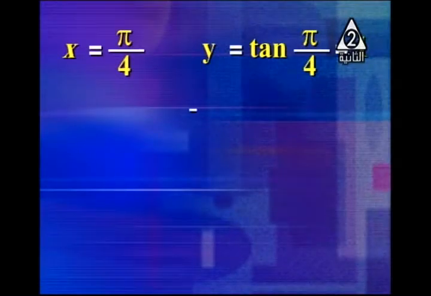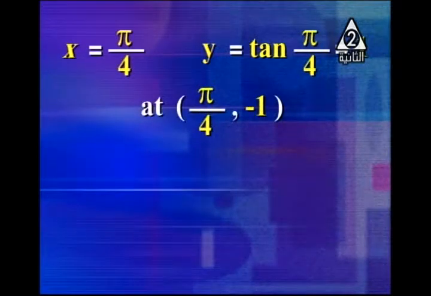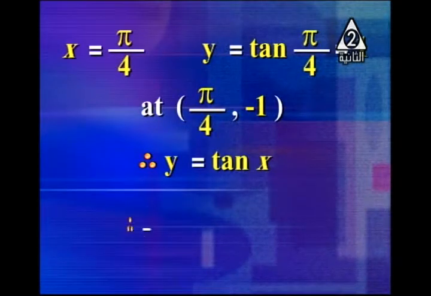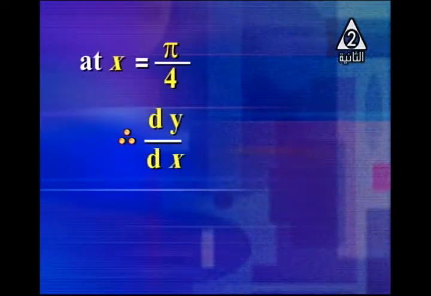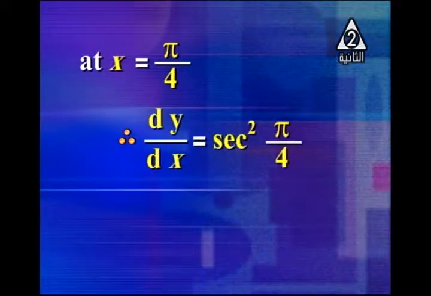When x equals pi over 4, tan pi over 4 equals 1. This point is (pi over 4, 1). y equals tan x, dy over dx equals sec squared x. At x equals pi over 4, dy over dx is sec squared pi over 4.